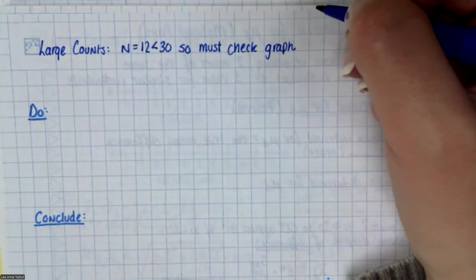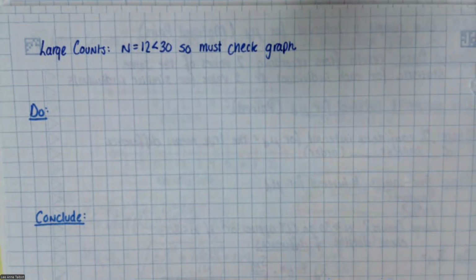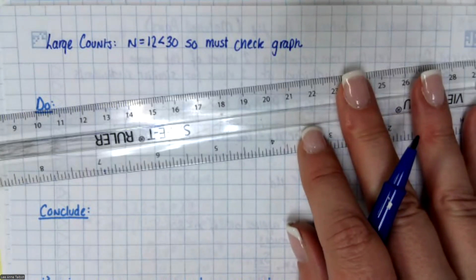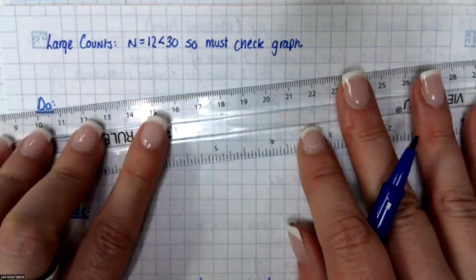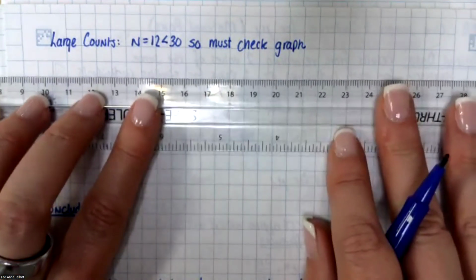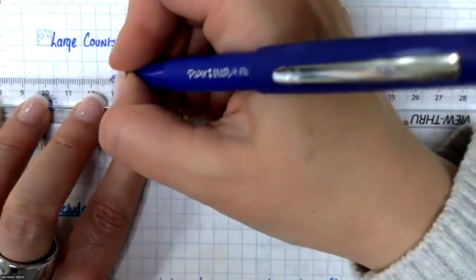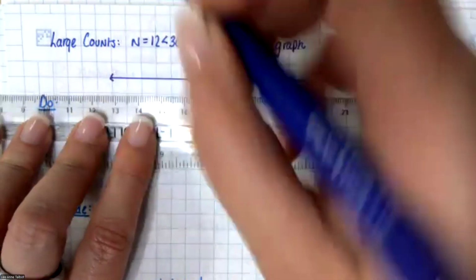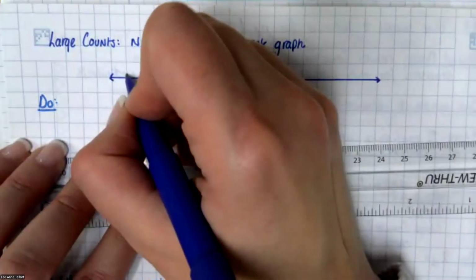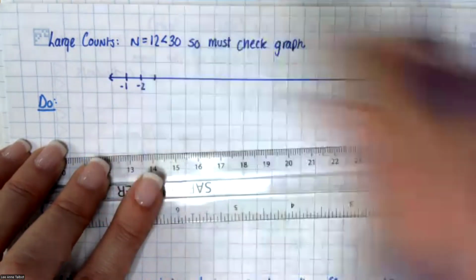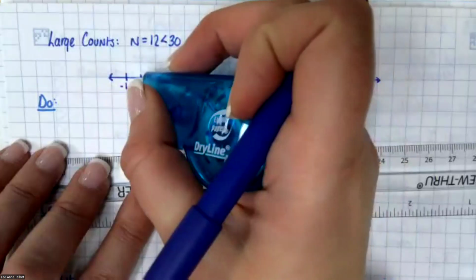Okay, so in my dots, the lowest is -1 and the highest is 12. I don't know if this is right, but why am I doing that? Why am I doing that?